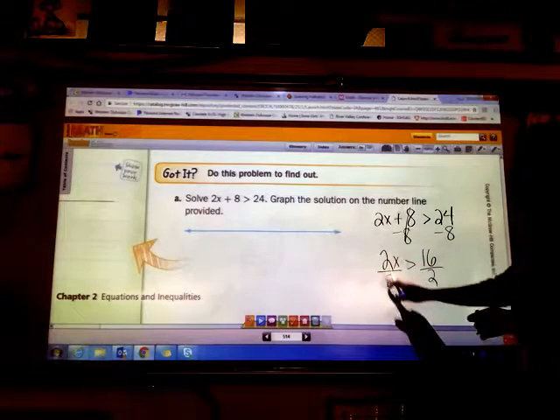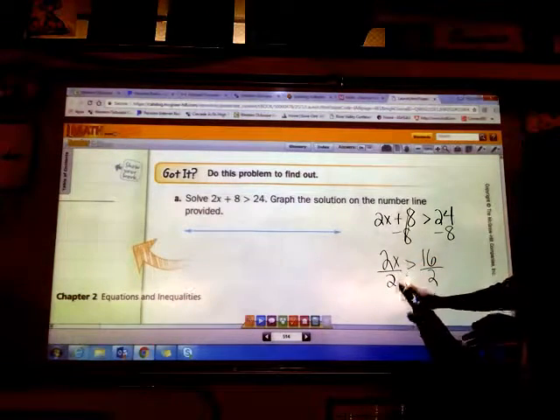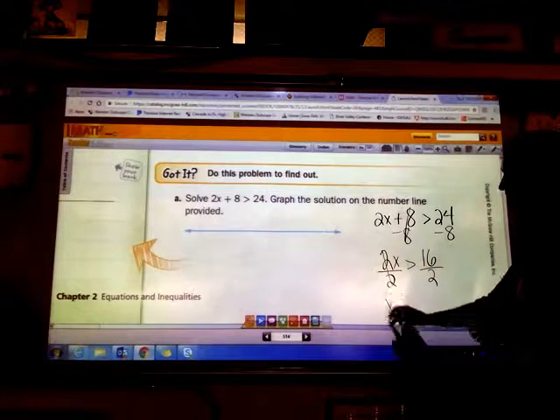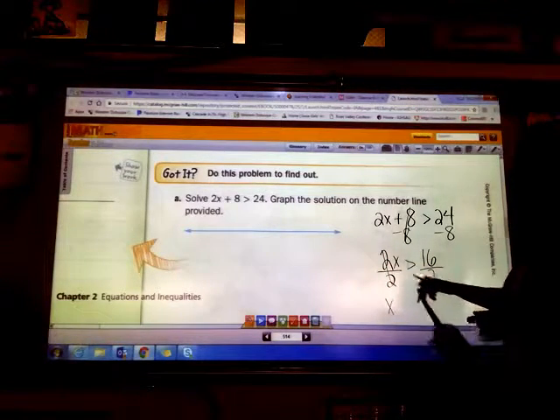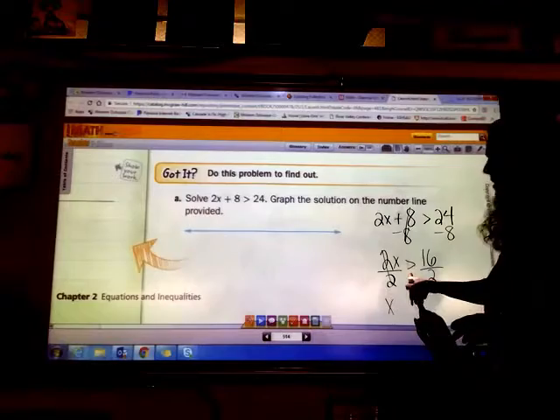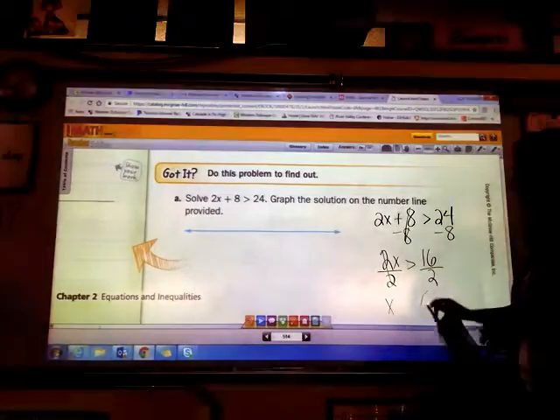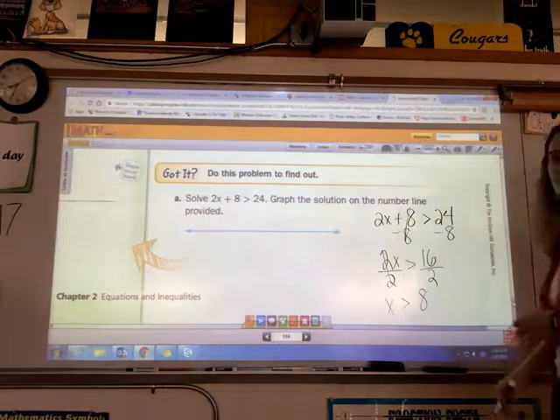So 2x divided by 2 is going to be x. I'm dividing by a positive number, so my inequality symbol is going to stay the same. 16 divided by 2 is 8. So x is going to be greater than 8.